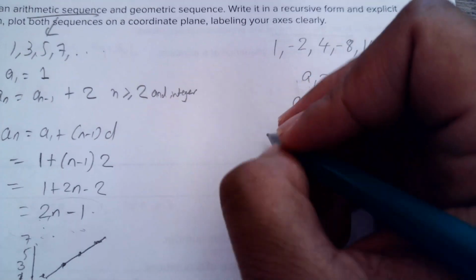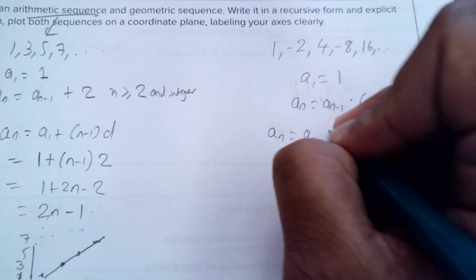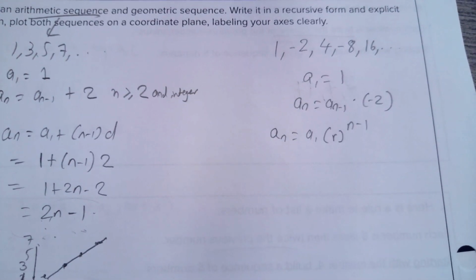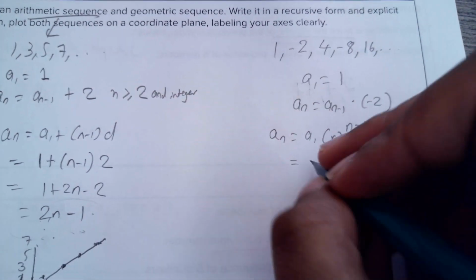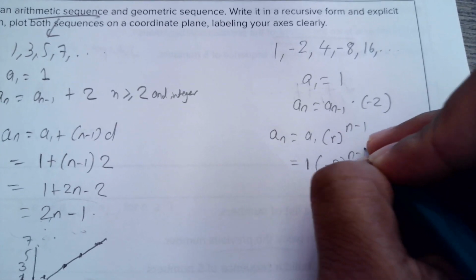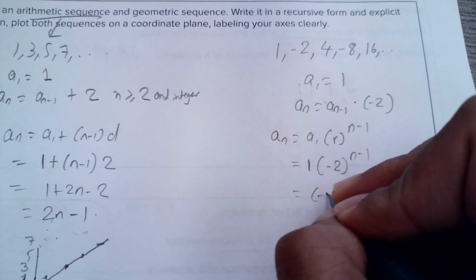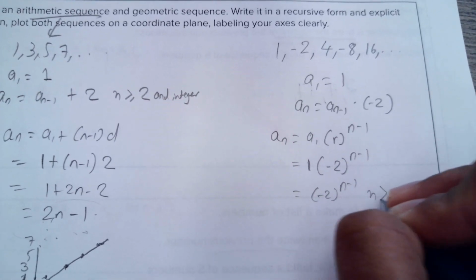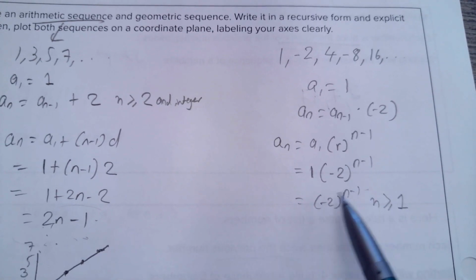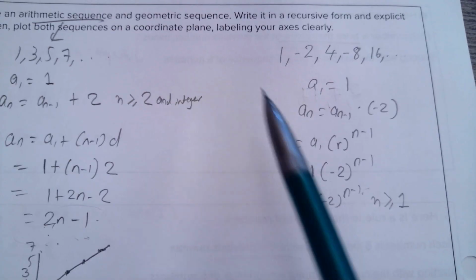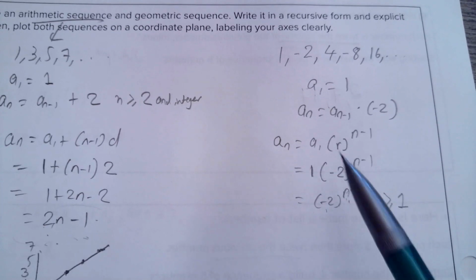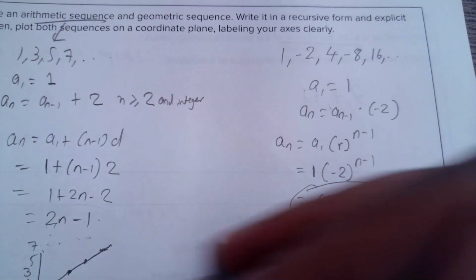The explicit formula for that is a sub n equals a sub 1 times the ratio to the power of n minus 1. That is the formula for explicit geometric. First term is 1, the ratio is negative 2, to the power of n minus 1. So you've got negative 2 to the power of n minus 1, where n is greater than or equal to 1. Plug in 1: 1 minus 1 is 0, negative 2 to the power of 0 is 1. Then plug in 2: 2 minus 1 is 1, negative 2 to the power of 1 is negative 2. So it works. This is your answer.